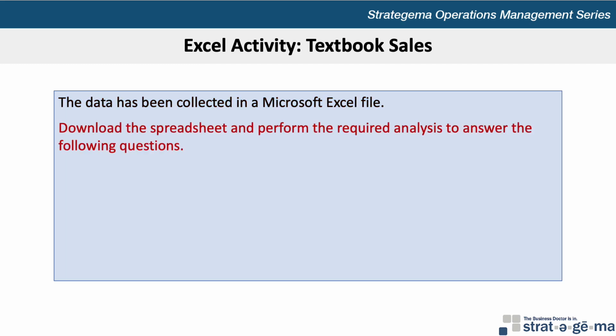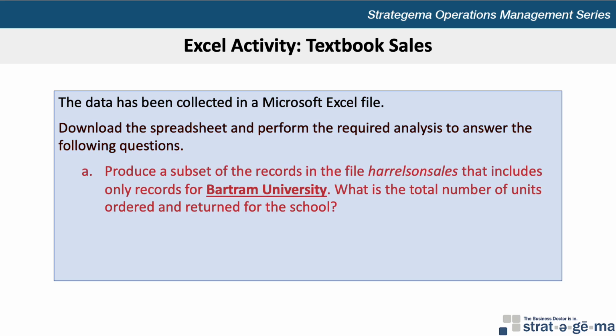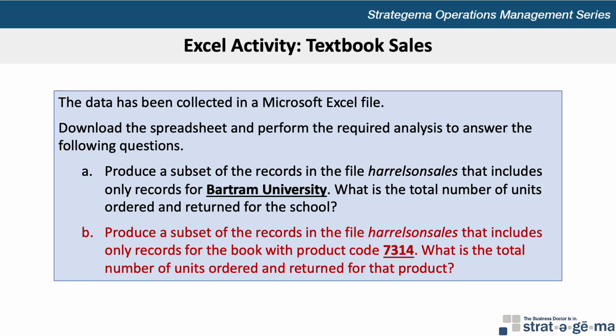Download the spreadsheet and perform the required analysis to answer the following questions. A. Produce a subset of the records in the file Harrelson Sales that includes only records for Bartram University. What is the total number of units ordered and returned for the school? For requirement B, produce a subset of the records in the file that includes only records for the book with product code 7314. What's the total number of units ordered and returned for that product?